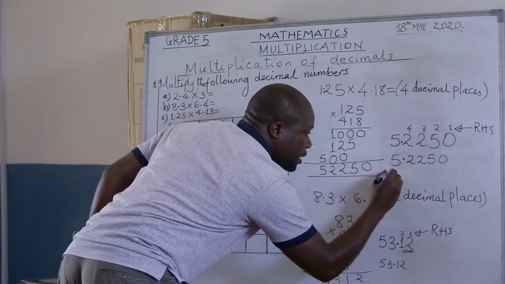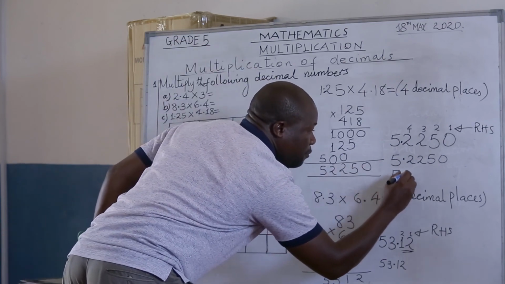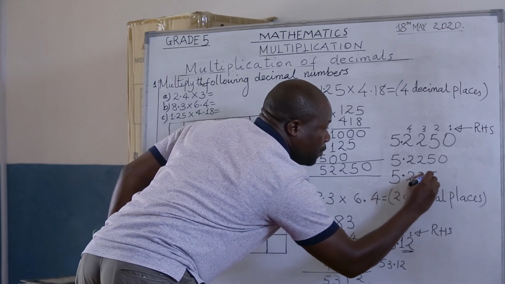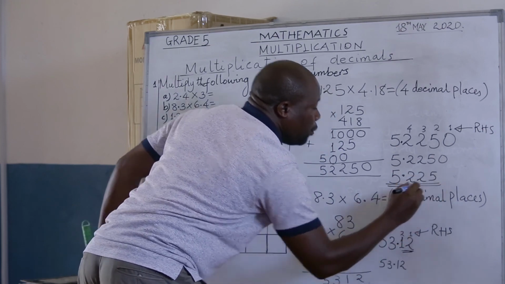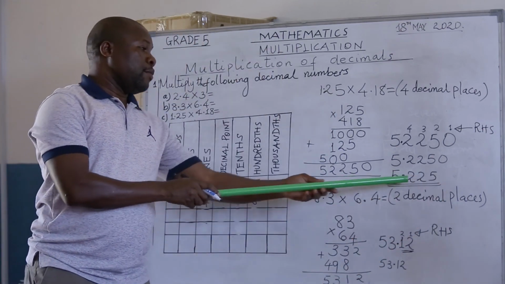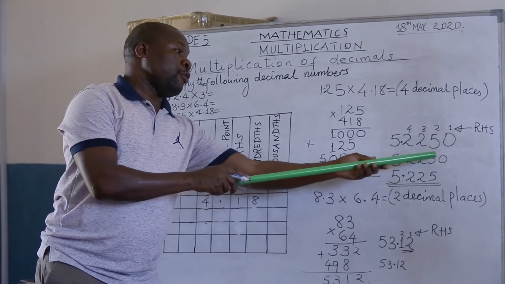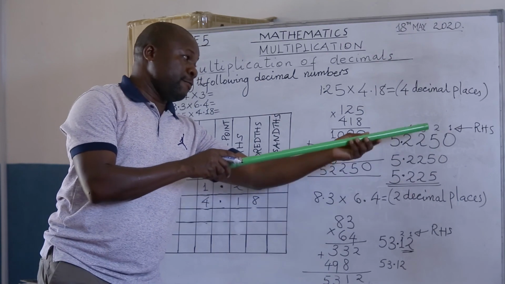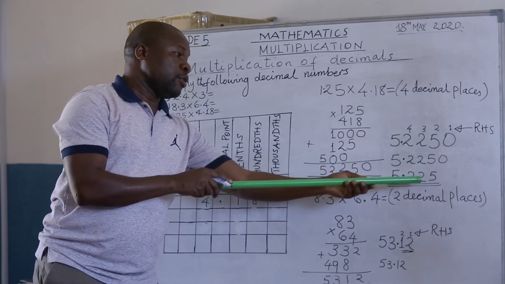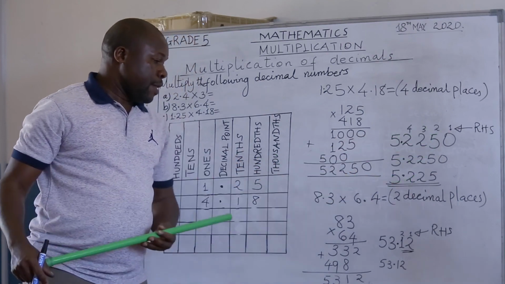So we are going to write our final answer as 5.225. So it is going to have 3 decimal places, because the 0 was being counted as the first decimal place. So our answer is going to be that.